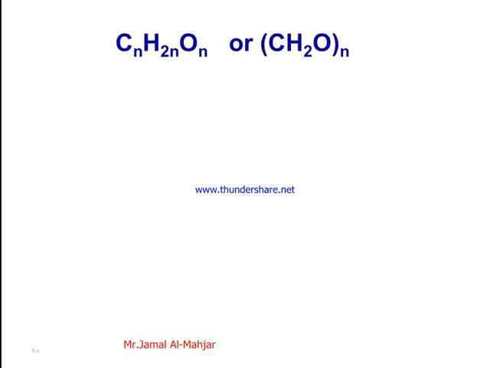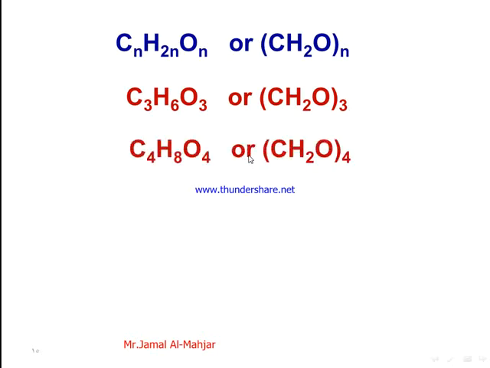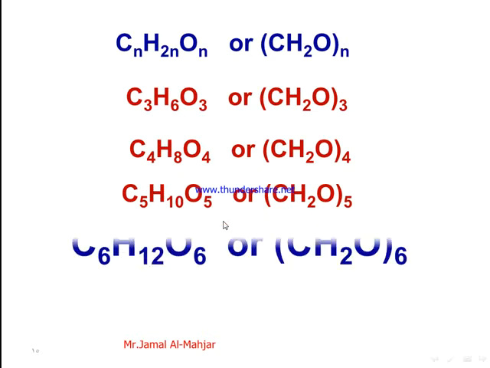This is the general formula, CnH2nOn, or you can write it (CH2O)n. If we have C3, look, C3H6O3. So carbon and oxygen have the same number, and hydrogen is double this number. Or you can write it (CH2O)3. If we have C4, yes, 8 and this is 4. If we have C5, yes, 10 and 5. If we have C6, C6H12O6, or you can write it (CH2O)6.